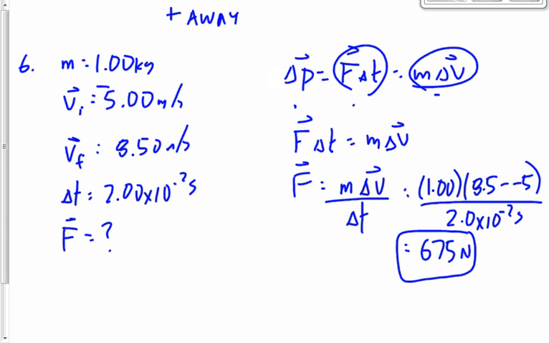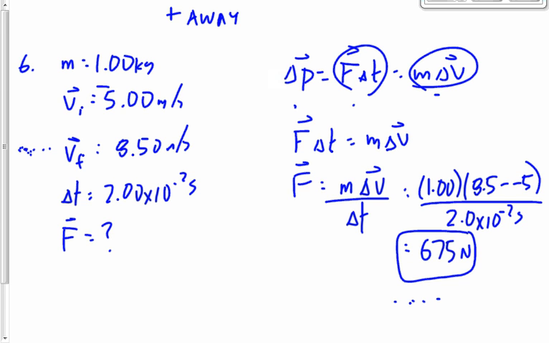Or had you done it the other way, had you defined away from you as negative, then what would the force have been? It would have been negative 675. Think about it. Which way am I kicking? I'm kicking away from me. So whatever direction I defined away from me as, positive or negative, the force must be in that direction. Bottom line is, the force has got to be in the same direction, the same sign as the final velocity. Because you're not going to kick it to the left and have it go to the right, or kick it backwards and have it go forwards.